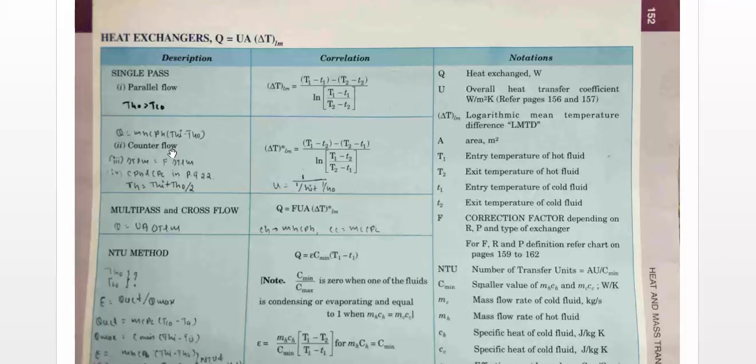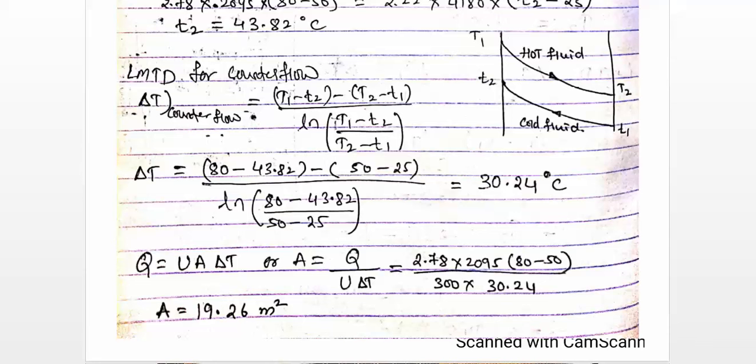So for counterflow heat exchanger, delta TLM is equal to (T1 minus T2) minus (T2 minus T1) divided by ln of (T1 minus T2) divided by (T2 minus T1). So this is the expression which is already there in your data handbook, page number 152. So just substitute the values here. So in this equation, this is the LMTD equation for counterflow heat exchanger. Just substitute the values here. So you will get the delta T LMTD value, that is 30.324 degrees Celsius.